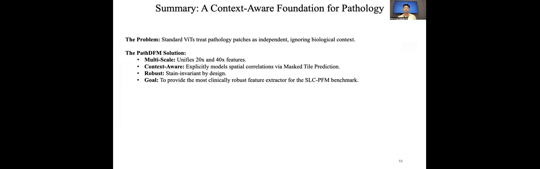In summary, Path DFM shifts the paradigm from patch-based to context-aware pathology. By unifying multi-scale vision with explicit spatial modeling, we generate features that are structurally superior and clinically meaningful.